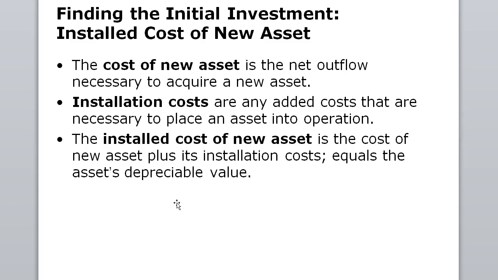Okay, finding an initial investment, installed cost of a new asset. So the cost of a new asset is the net outflow necessary to acquire the new asset and the installation costs. So any costs that are necessary to put that asset into operation. The installed cost of the new asset is the cost of the new asset plus the installation costs, and it's equal to the asset's depreciation value at that time.